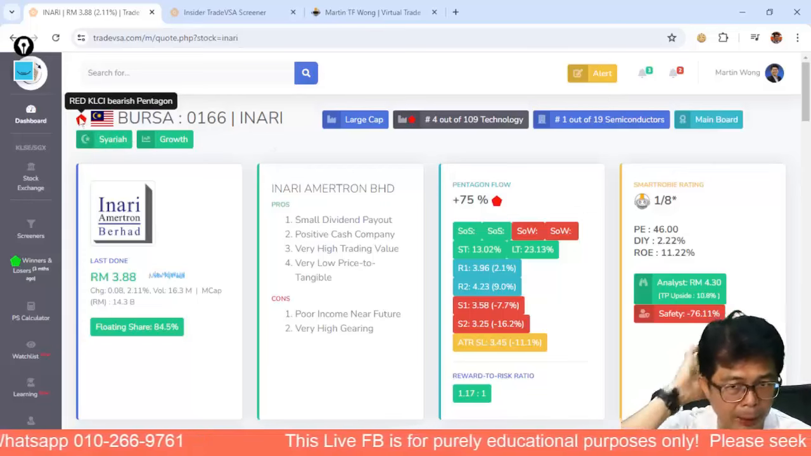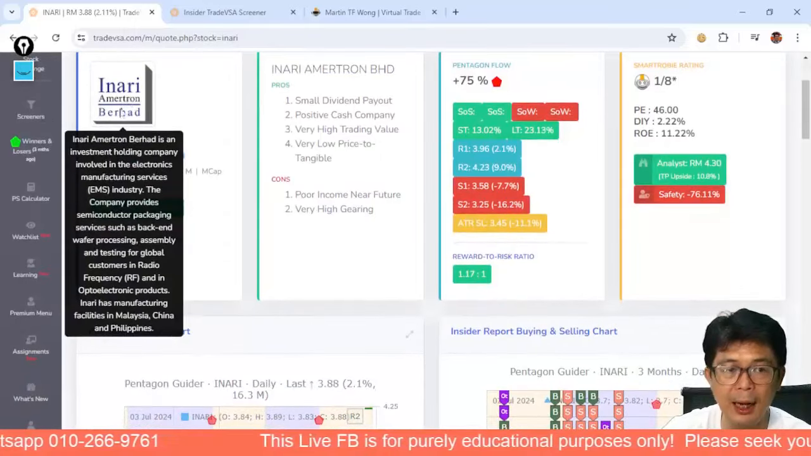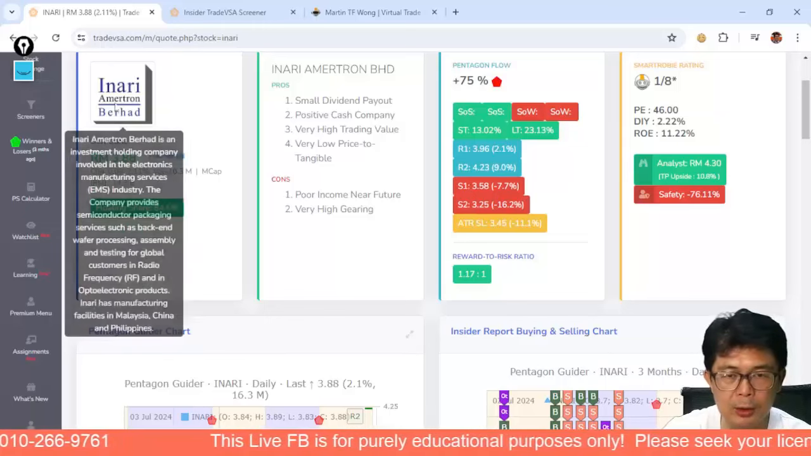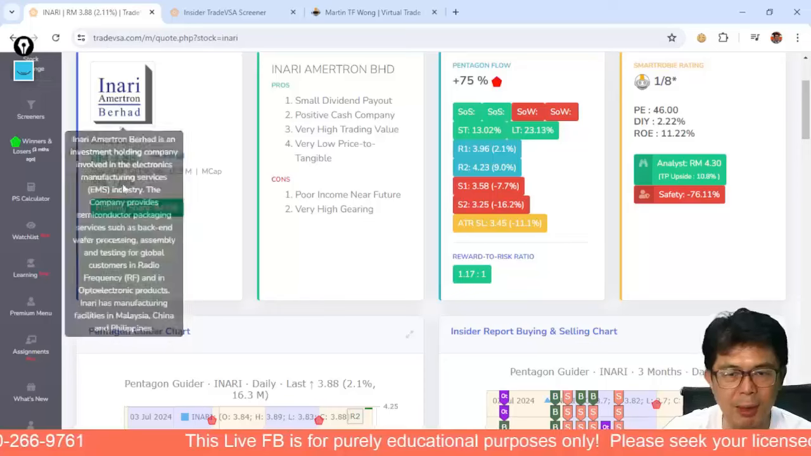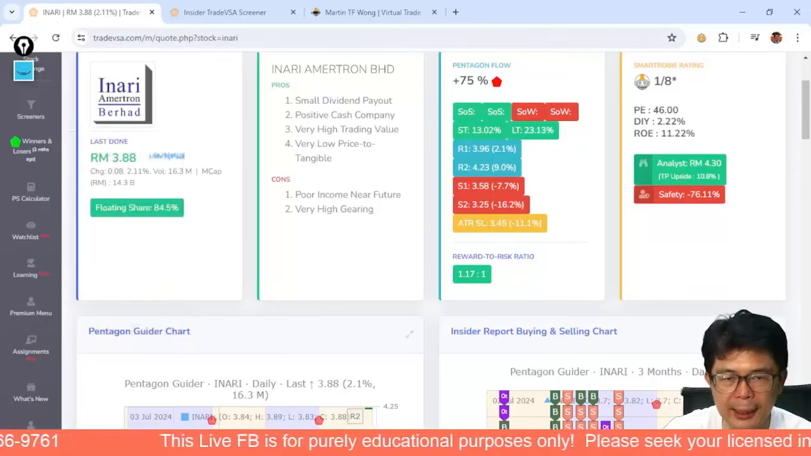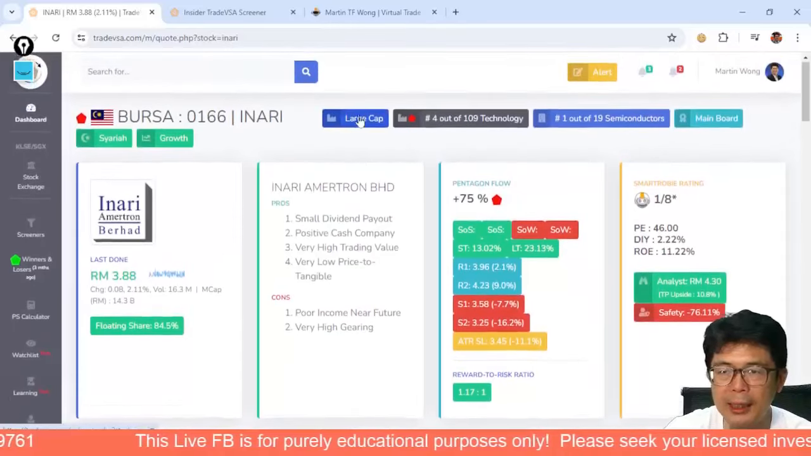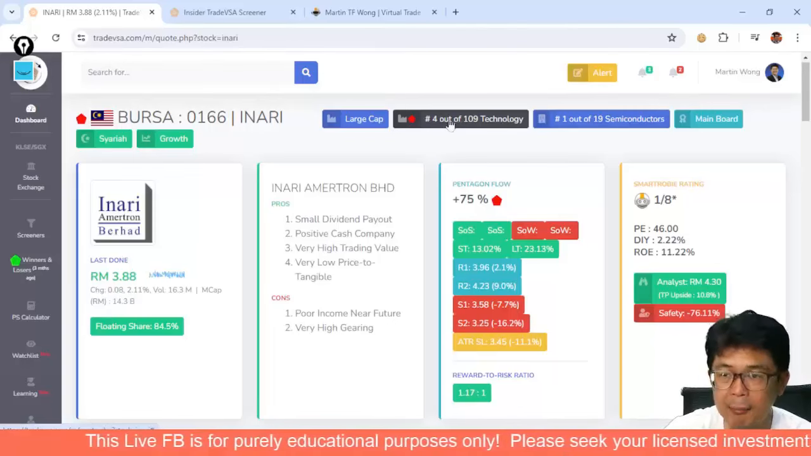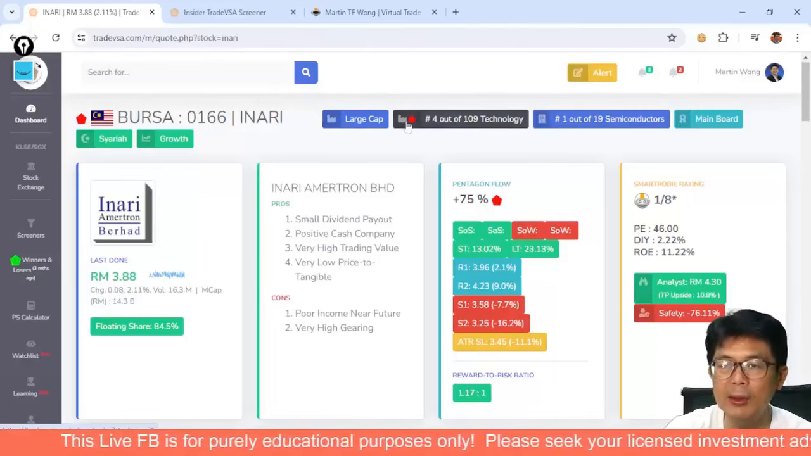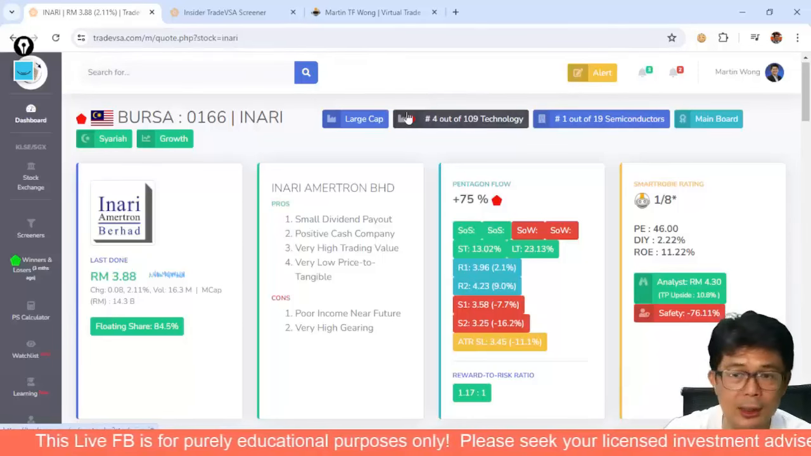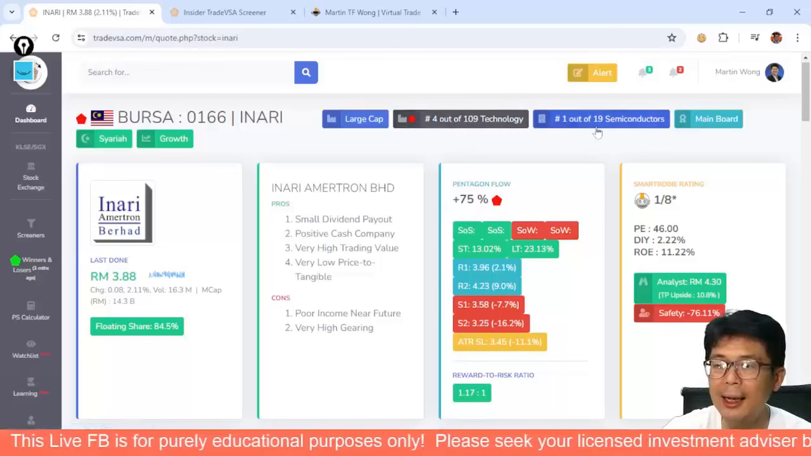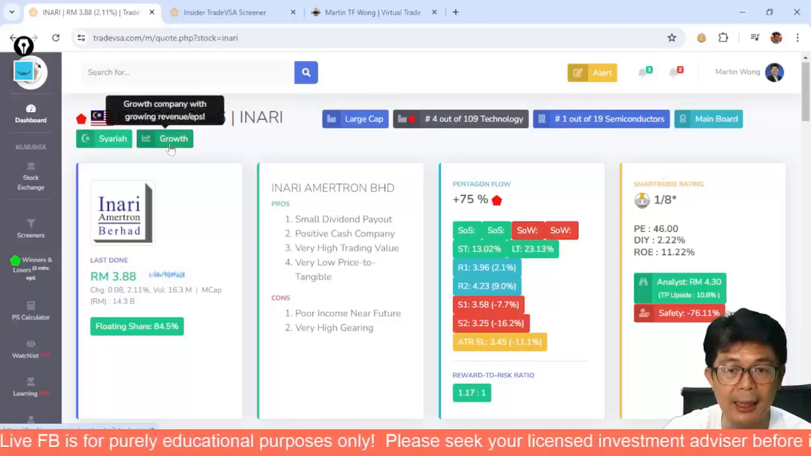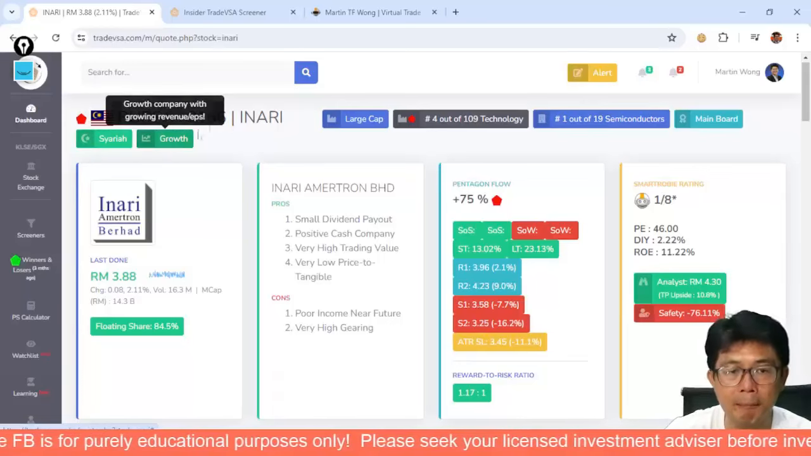That simply tells you the red pentagon, and you can mouse over the Inari and see a little bit about the overall company. So that's pretty good. That's going to show you where this market is heading, and the kind of list that you have. On top here we have the large cap stock, and also technology in terms of the ranking, number 4 out of 109. Okay, overall the sector is still a red pentagon. Maybe it's going to turn green pentagon. That's why you see this red here, and it's number 1 out of 19 semiconductors. It's on the main board, it's Sharia compliant, and it is a growth stock. Okay, so it's a growth company.